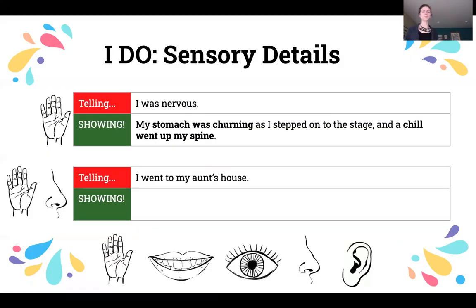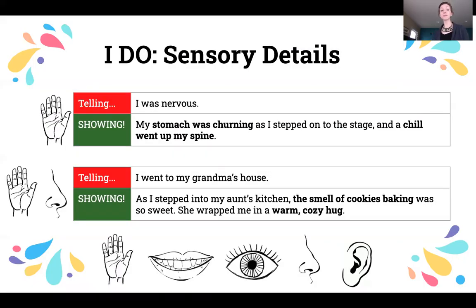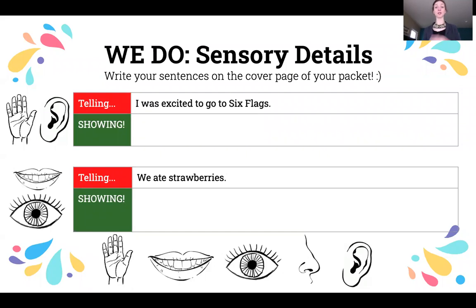Okay, here's telling. I went to my aunt's house. Here's showing. As I stepped into my aunt's kitchen, the smell of cookies baking was so sweet. She wrapped me in a warm, cozy hug. I noticed I said my aunt's kitchen and it should say my aunt's house. I don't know how I did that, but thanks for understanding me. I'll make mistakes.